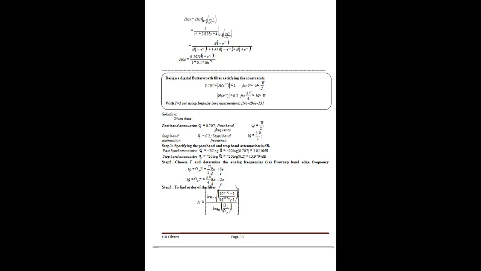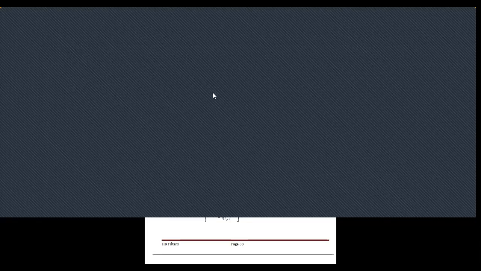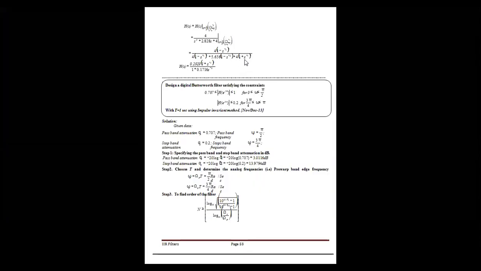So what we'll be getting: 2 by T is equivalent to (1 minus z to the power minus 1) plus 2.828, that is into 2, will be 5.656 into (1 minus z to the power minus 2), and then we'll have plus 4 into (1 plus z to the power minus 1). Then this goes into the numerator. Simplifying this expression, we get 4 minus 4 z to the power minus 1, and here we have 4 plus 4 z to the power minus 1, so that will get cancelled.